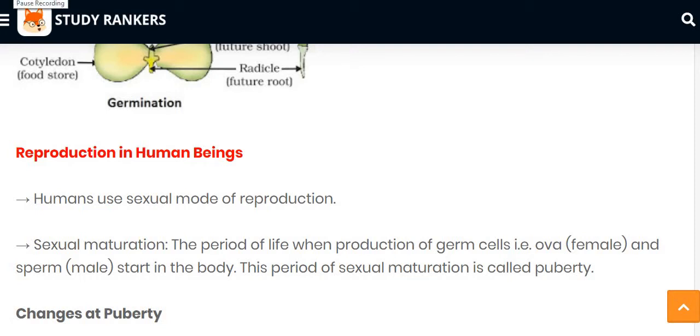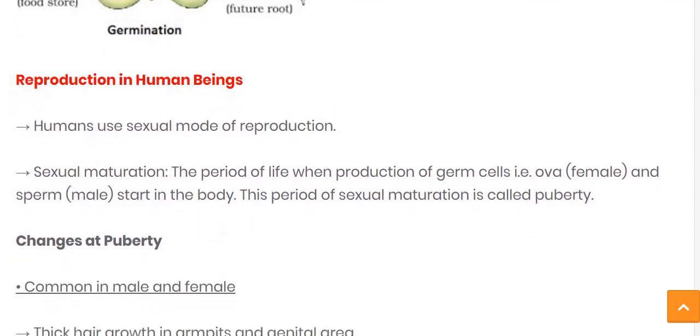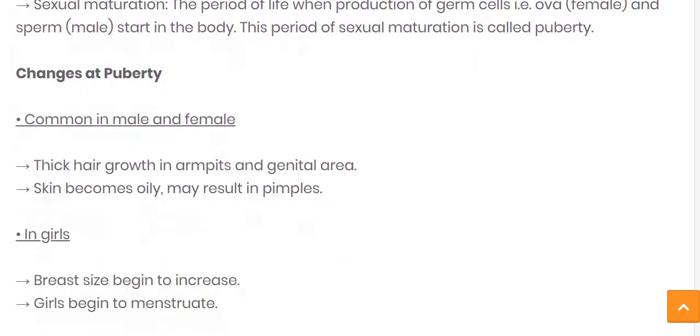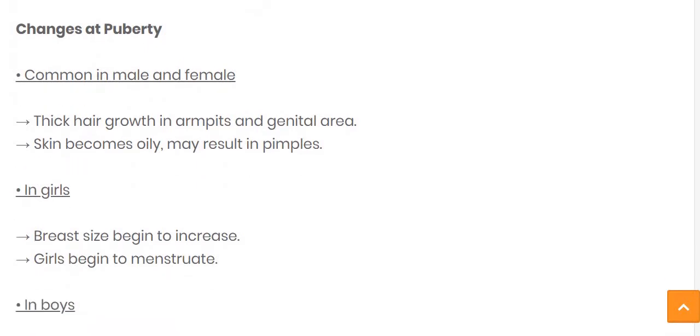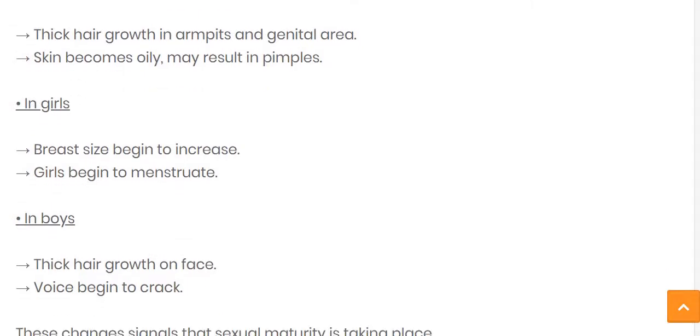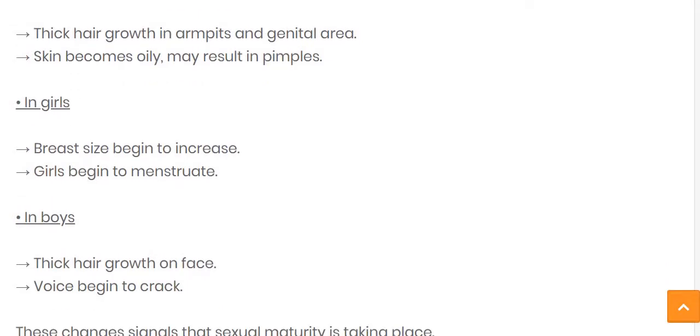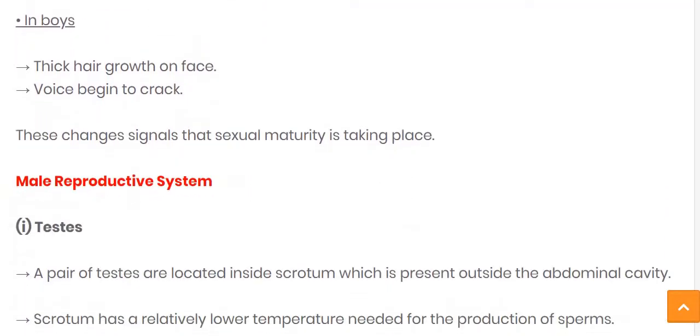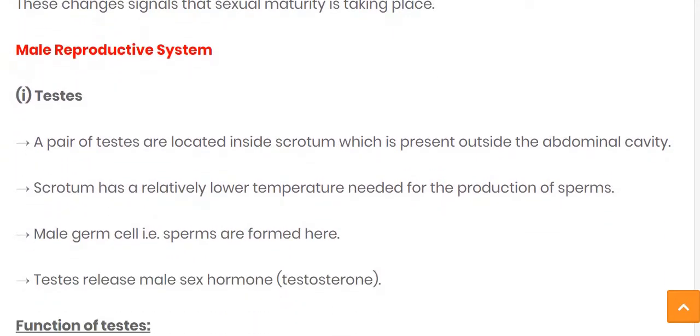Hello students, in the previous video we learned about reproduction in humans. In that, we saw the changes at puberty, the common changes that occur in males and females, and the changes that occur in the girl and the boy. And then we saw the male reproductive system in detail.